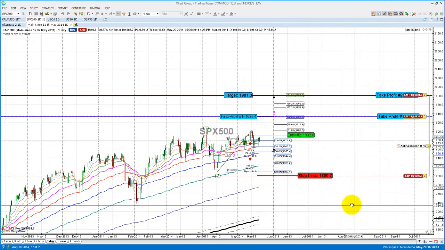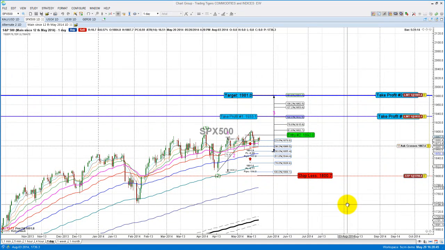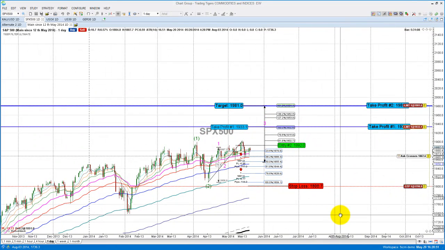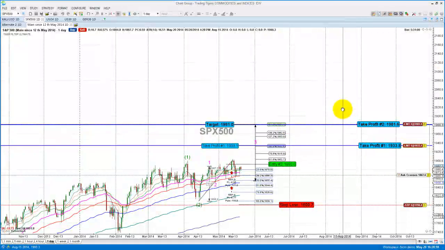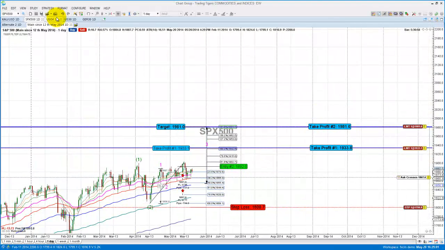So we have entered into the trade at 1892.0 with a stop level of 1800, and we're looking for the target levels of 1933.1 and 1981 to be achieved, and thereafter we've made our pips and we can move on accordingly.